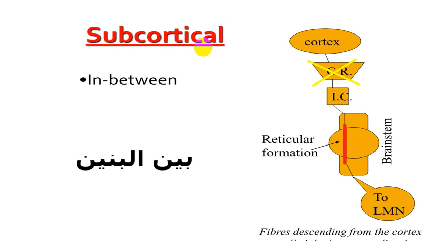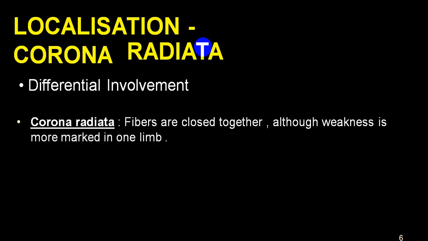So you will have a sparing effect, so one part of the body can be more involved as compared to the other. In the corona radiata, fibers are close together, although the weakness is more marked in one limb as compared to the other limb, because they are converging at the internal capsule.